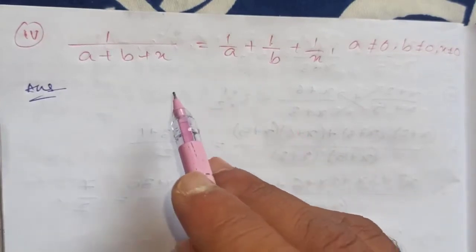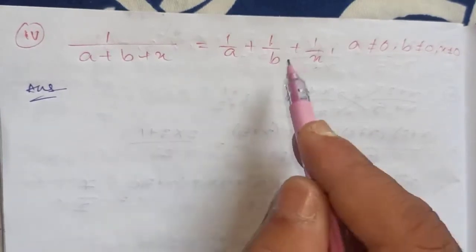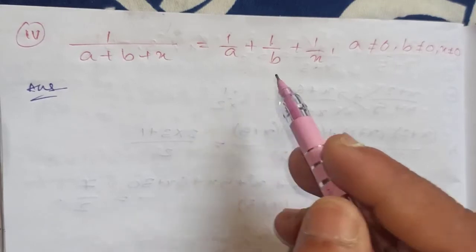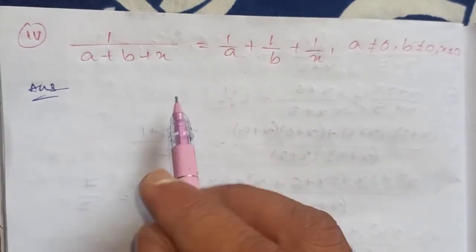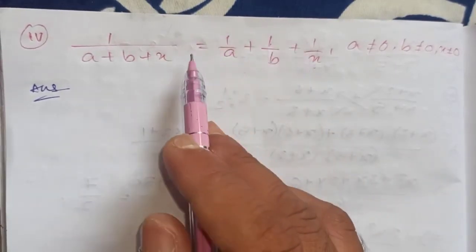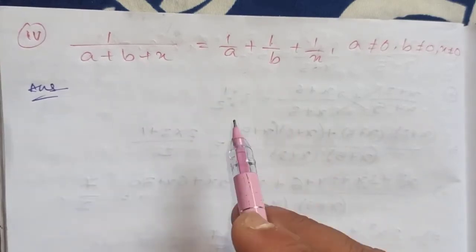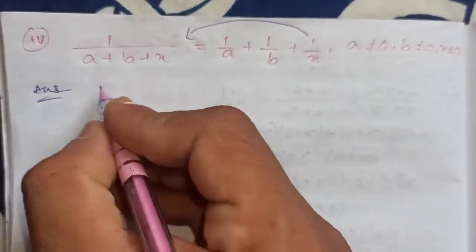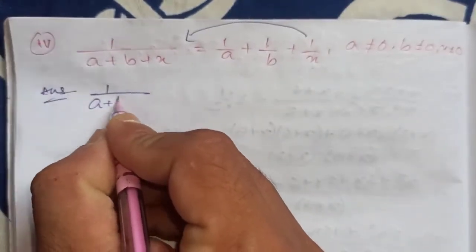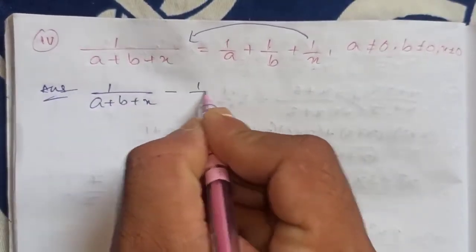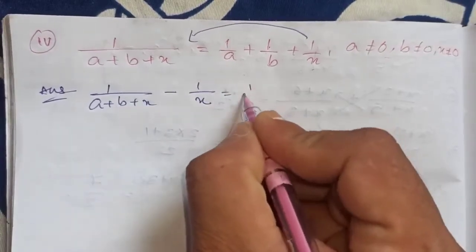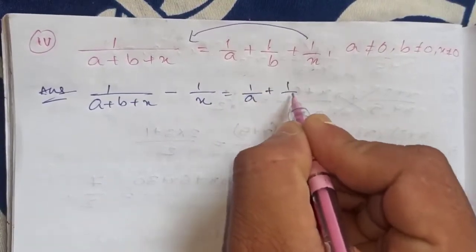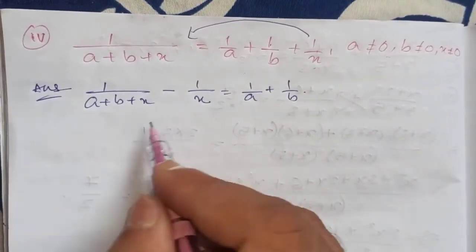Always remember, whenever there are 3 to 4 terms on the LHS and RHS, you make it equal on both sides. That means you bring any one term to this side, so that this side we get 2 terms, and this side also 2 terms. So I will bring 1 by x to this side. Okay, I will get 1 by a plus b plus x minus 1 by x equals 1 by a plus 1 by b. Okay, now take out the LCM.